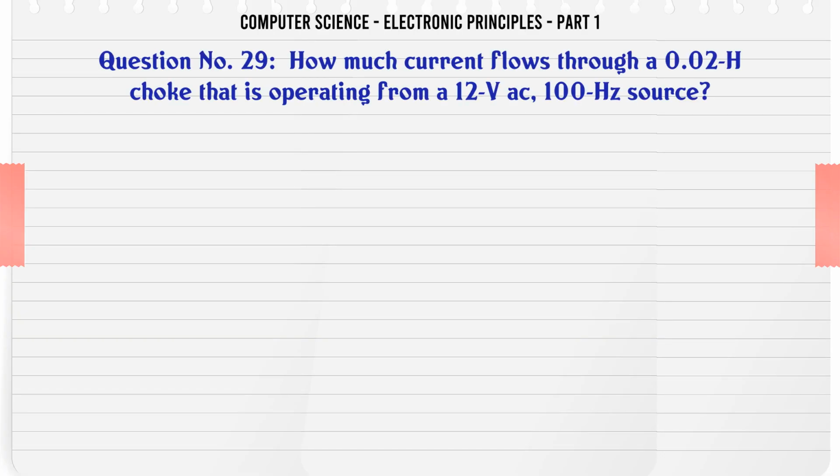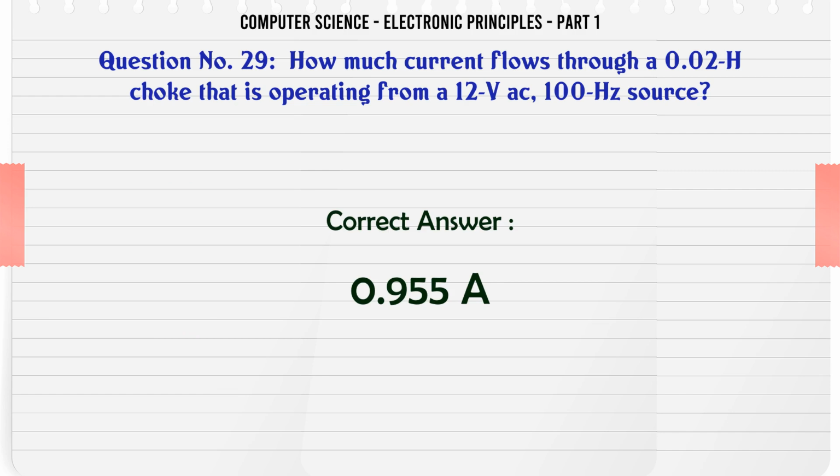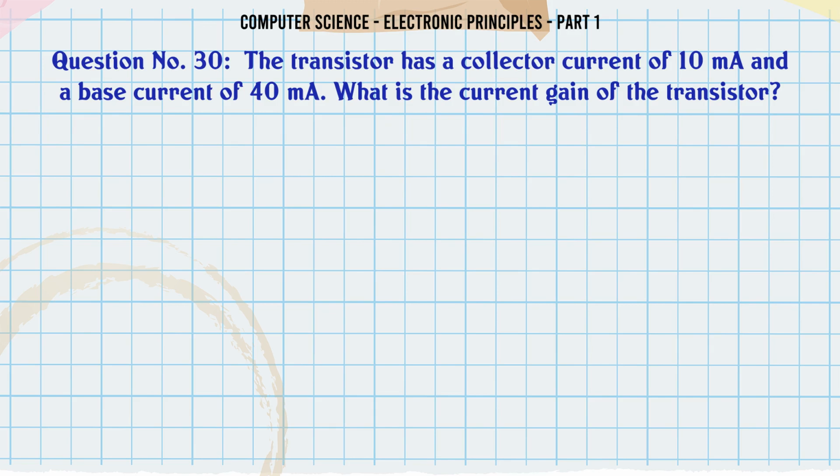How much current flows through a 0.02 H choke that is operating from a 12-V AC, 100 Hz source? A. 0.02 A. B. 0.955 A. C. 10 A. D. 2.02 A. The correct answer is 0.955 A.